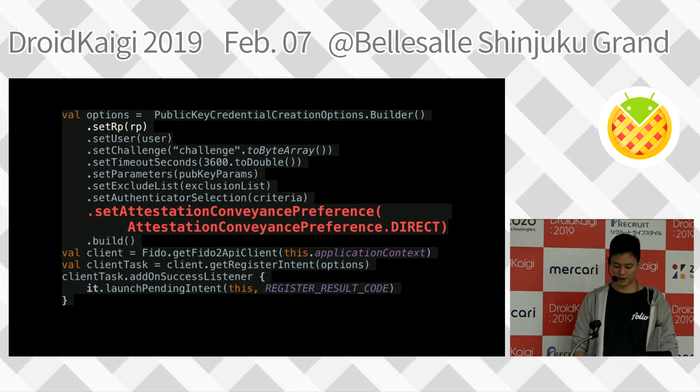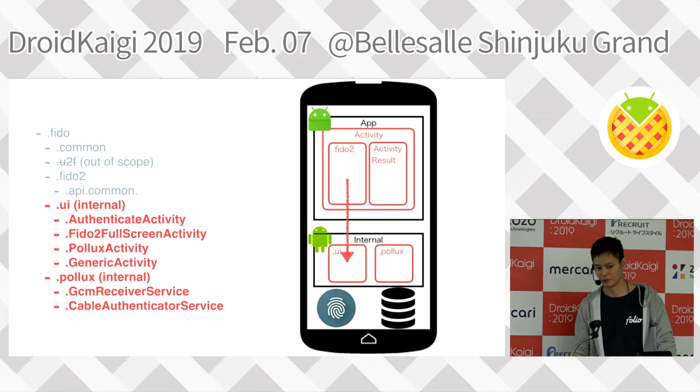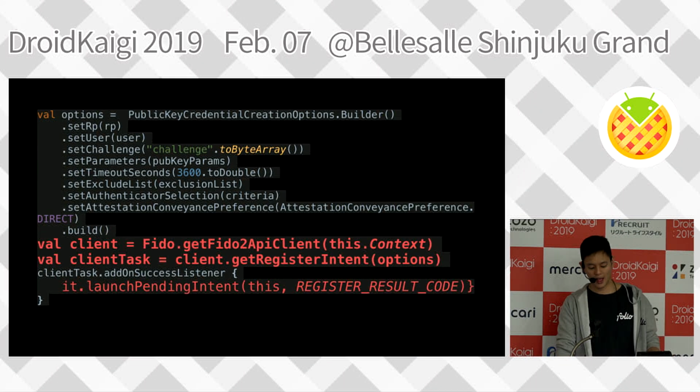Okay. So options is built. Now you're ready to generate the credentials. But you're not the one who is going to generate the credential. The internal system does. So what you only need to know is how to call the internal system and pass the options you created. So how do you do it?